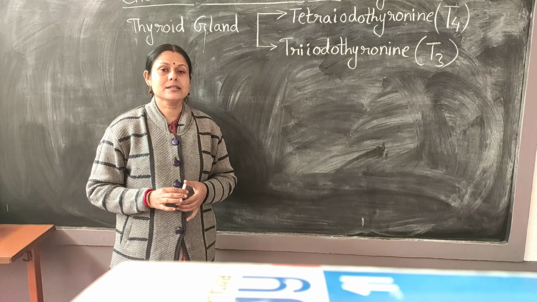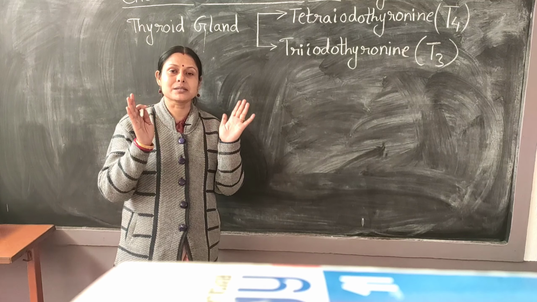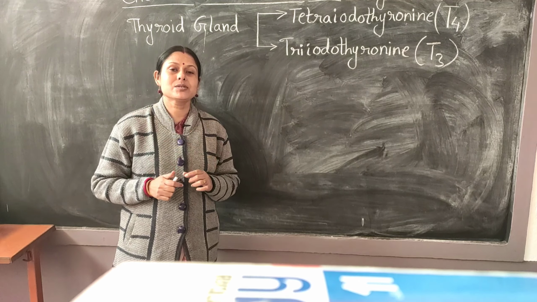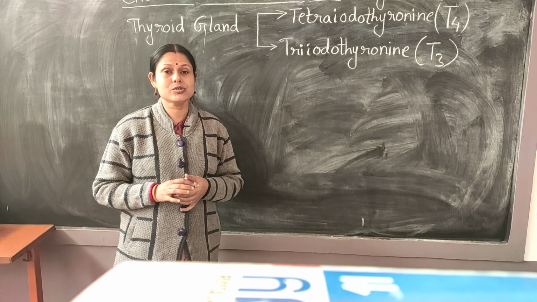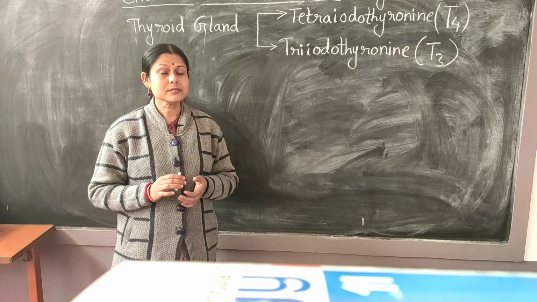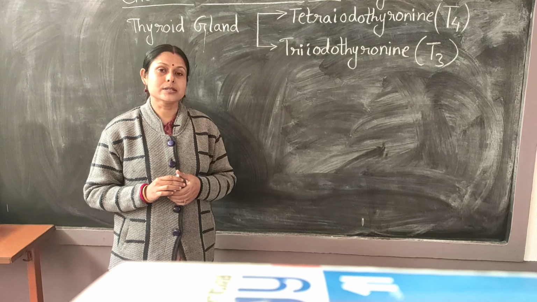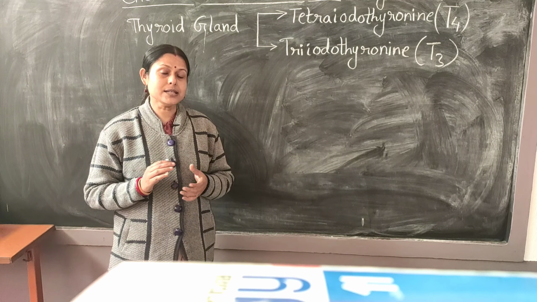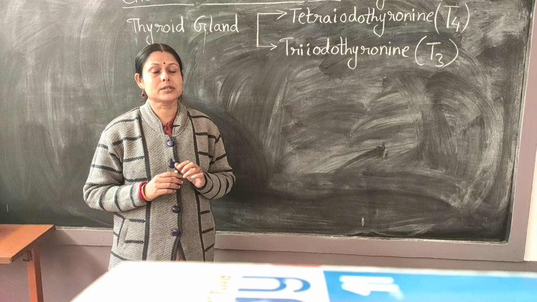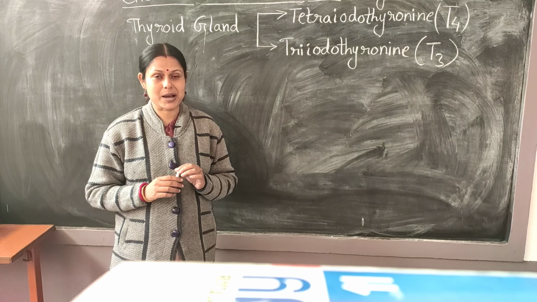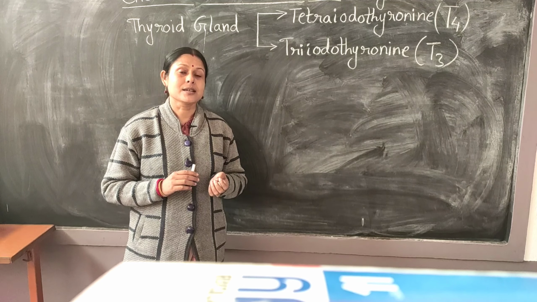Now, thyroid gland is situated in our neck region. It is situated in our neck region like a butterfly, and it is connected by means of connective tissue, which is called your isthmus. It is made up of stroma and follicular cells, and it secretes two main hormones under the influence of the thyroid stimulating hormone secreted by your anterior pituitary.